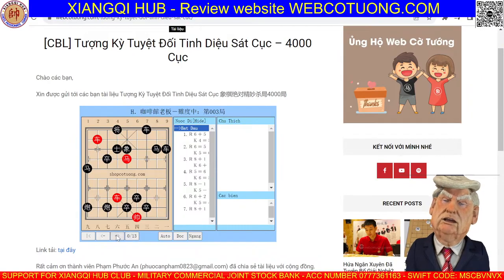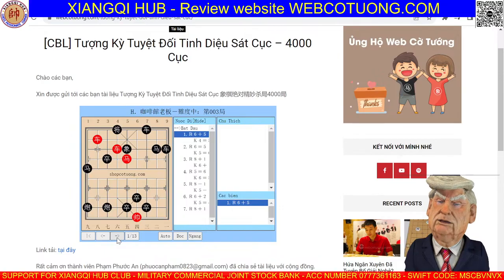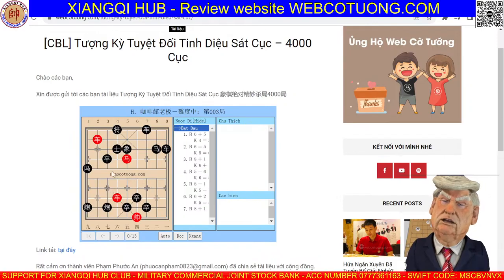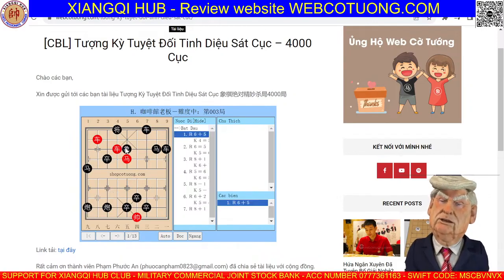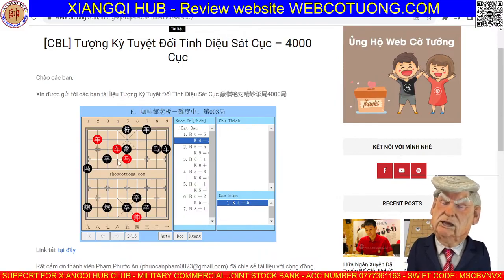For example, the first step for the red side. Okay, the chariot here on line 6, and the advisor for the check. Yeah, and then of course the general has to go inside. Yes, and what's next? Should be check, right? Should be check.